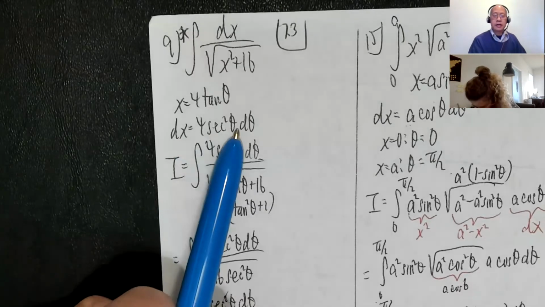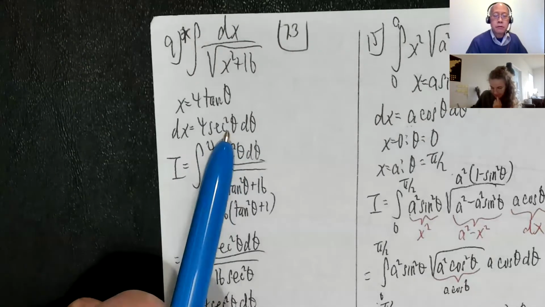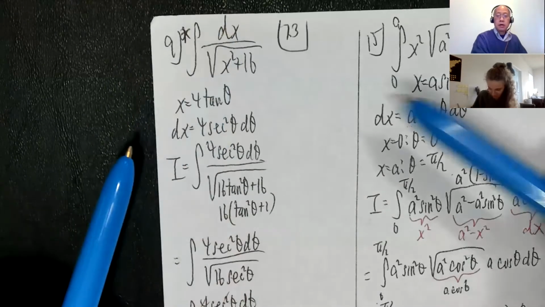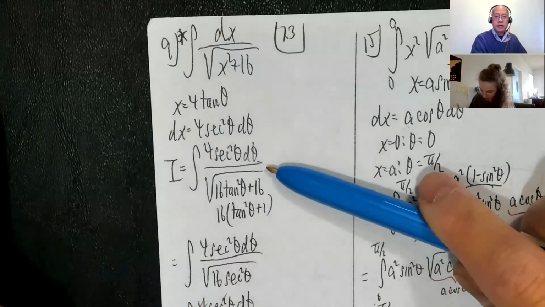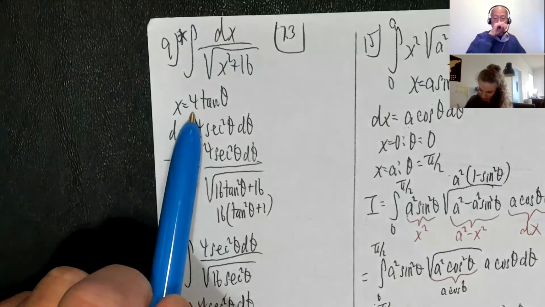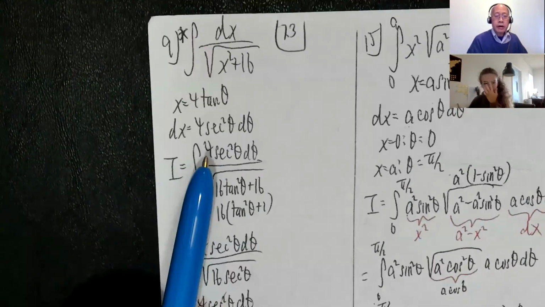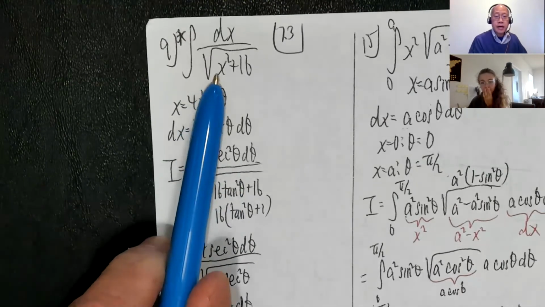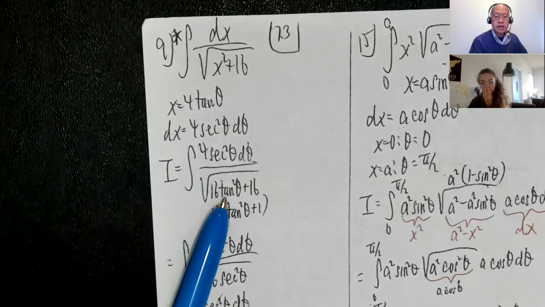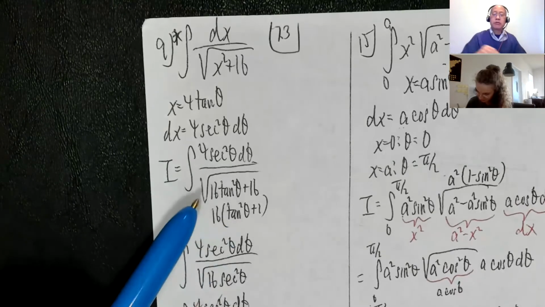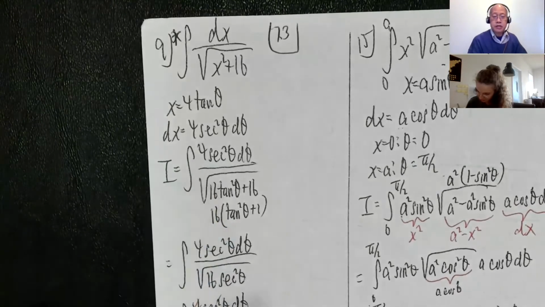All right, then what is dx? 4 secant squared theta d theta. So that means right here, I'm going to put 4 secant squared theta d theta. And right here, x, I'm putting 4 tangent theta. So now I have 4 secant squared theta d theta over square root of 4 tan theta squared is 16 tangent squared theta plus 16. Okay, now, if you do these the right way, the square root always cleans up. Let's see if that's true here.